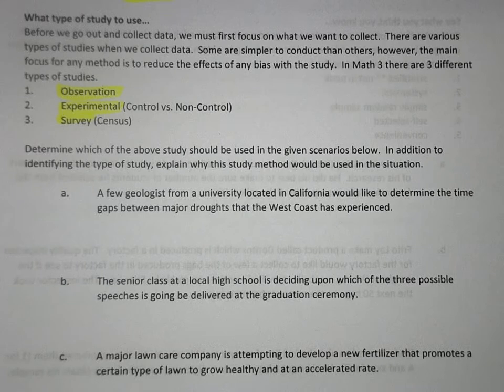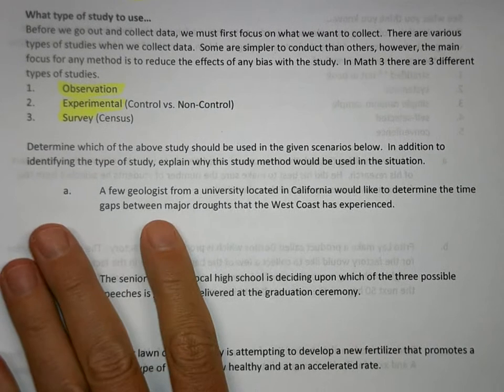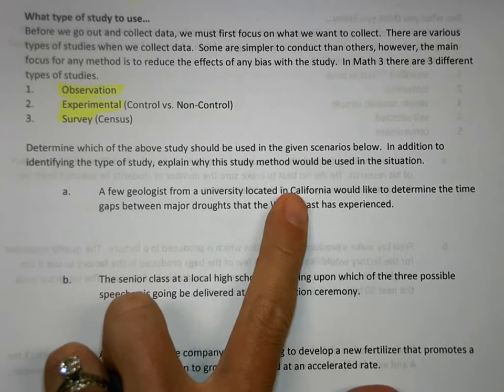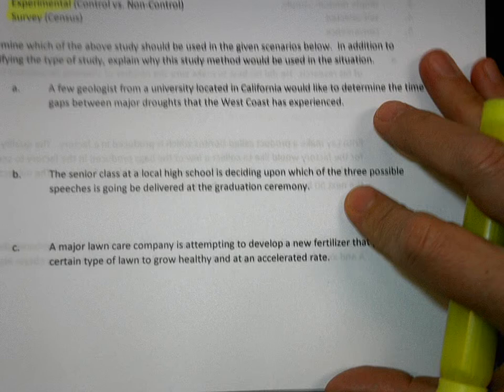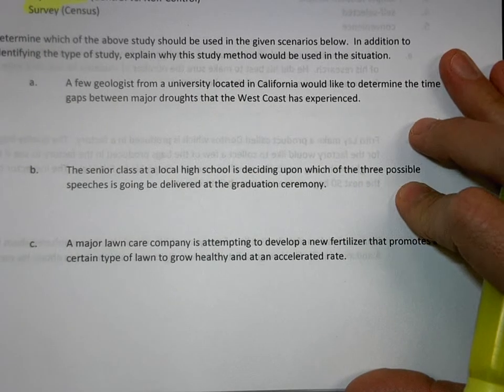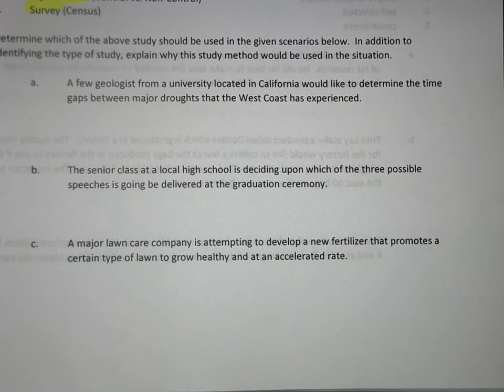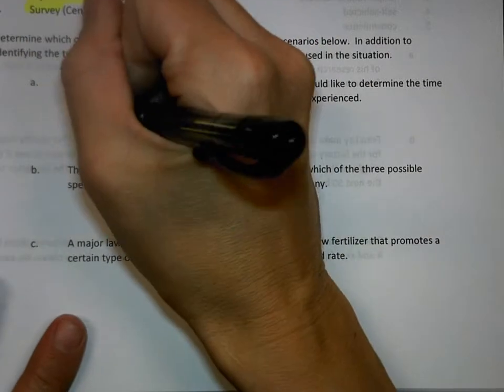It says, in addition to identifying the type of study, explain why the study method would be used in the situation. A few geologists from a university located in California would like to determine the time gaps between major droughts that the West Coast has experienced. So, observation. This one is observation.